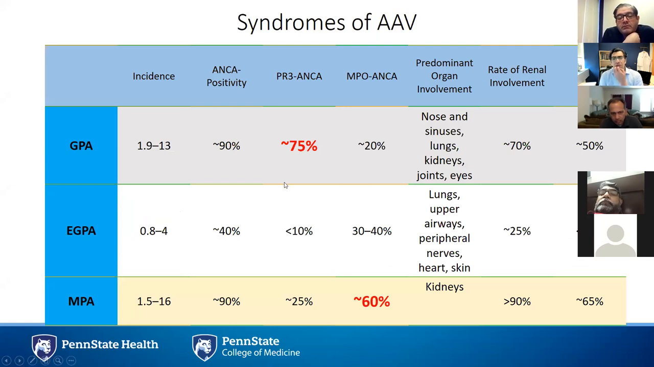So three syndromes and some of the presentation or some of the association. So GPA, like all of these, all three have ANCA positivity, but you can see in GPA and MPA. MPA is microscopic polyangiitis, GPA is granulomatosis with polyangiitis.